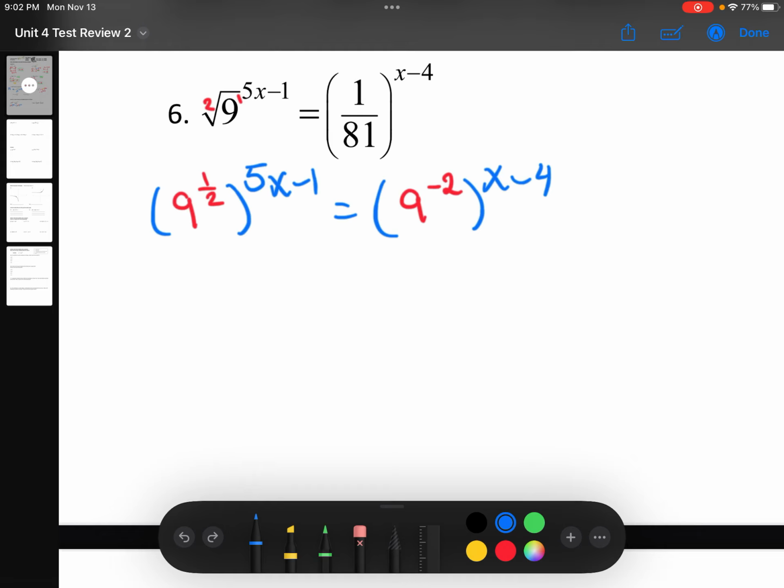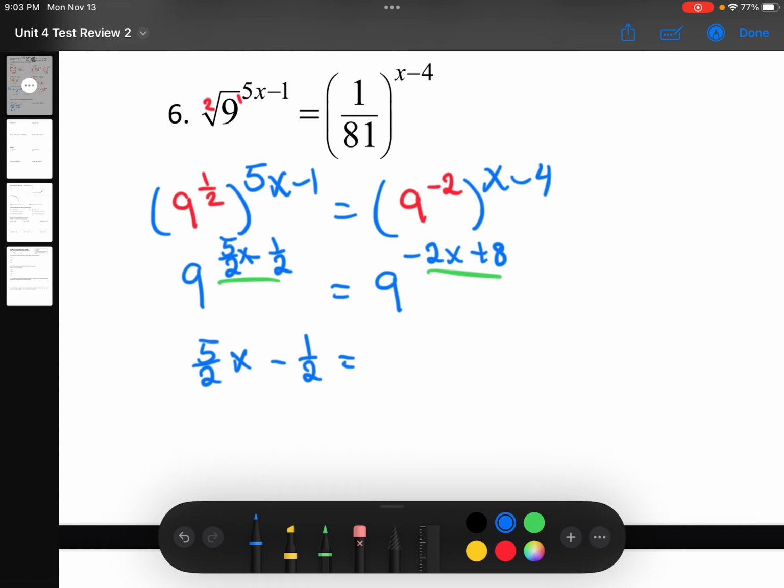Now, raising a power to a power, we multiply our exponents. So 9 to the power of 5 over 2 x minus 1/2 equals 9 to the power of negative 2x plus 8. I dropped an x in there. So then our exponents must be equal. So 5 over 2 x minus 1/2 is equal to negative 2x plus 8.